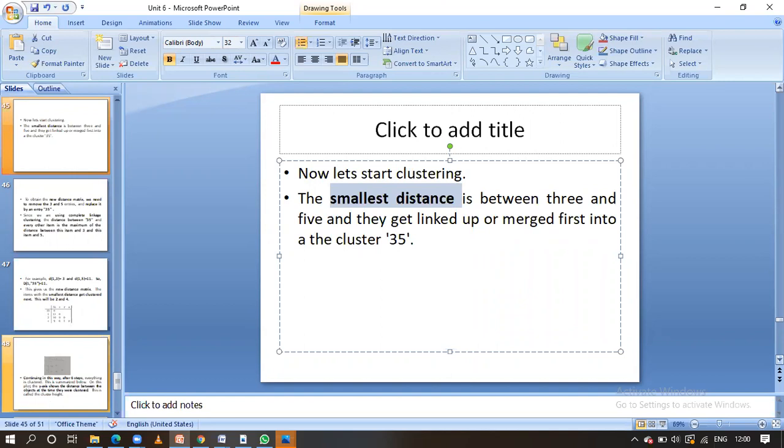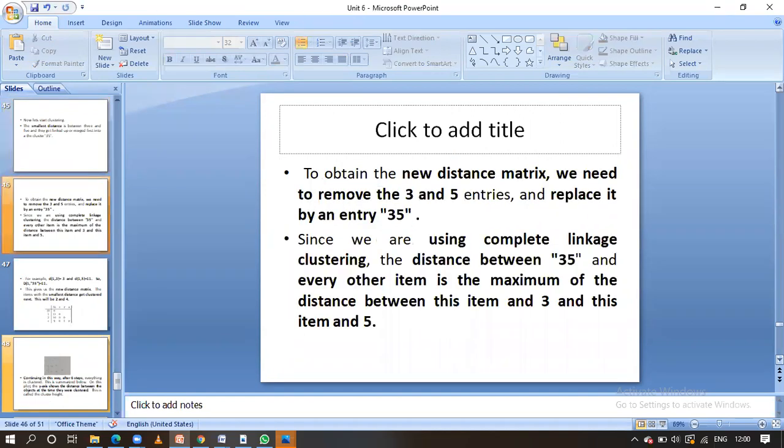Only we will have the merged 3 and 5, guys. Why? Because we have combined that one. The 3 and 5 entities are going to be replaced with a single entity, that is 35. In the next step, in the updated distance matrix, we are going to take the maximum values for 3 and 5 and include them in the distance matrix.